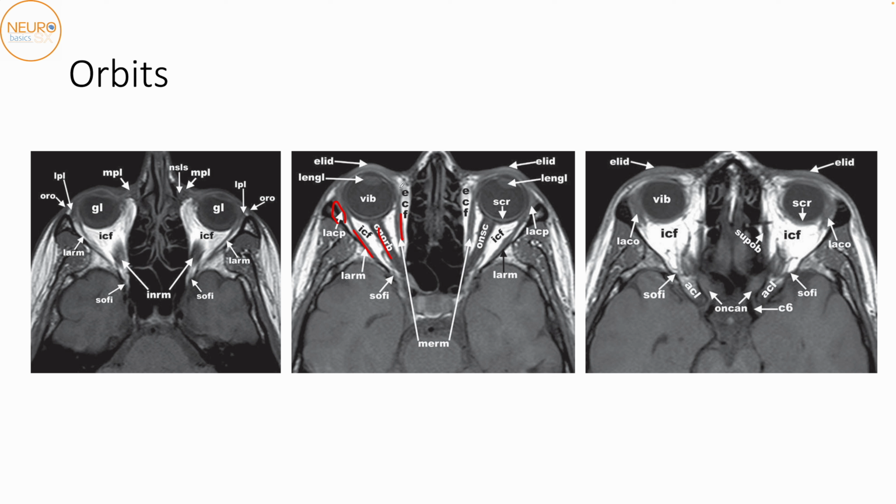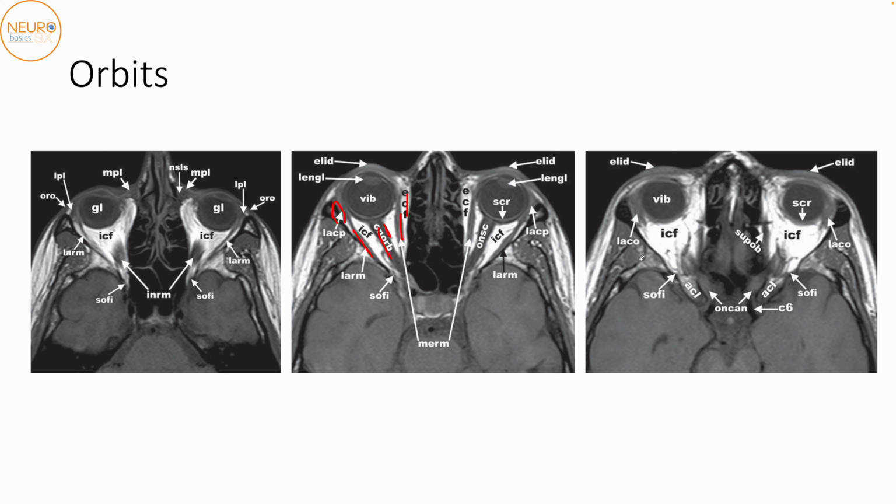So, all the fat that you're seeing outside the muscles will be the extracorporeal fat, and this is the intracorporeal. This can be helpful to identify exactly where pathology might be lying. If you're seeing it within the intracorporeal fat, it will be lying within the cone. And if it is outside the muscles, it's within the extracorporeal fat, and it is a little bit easier to access.